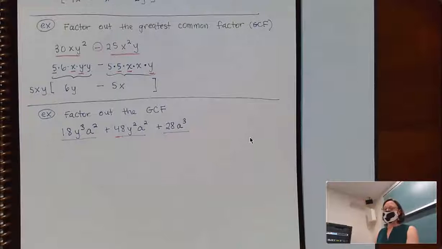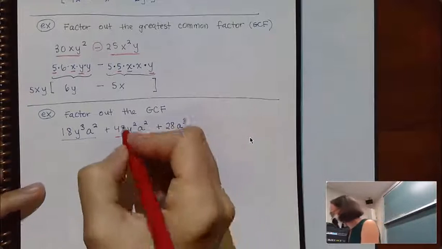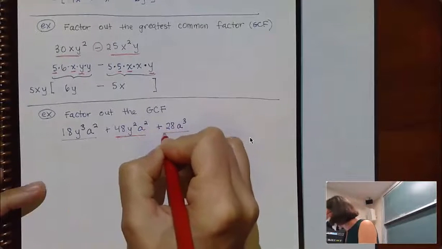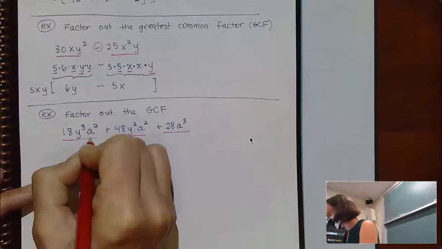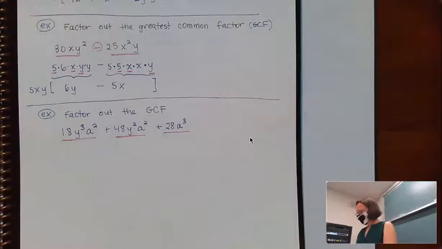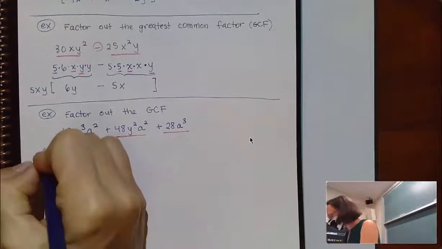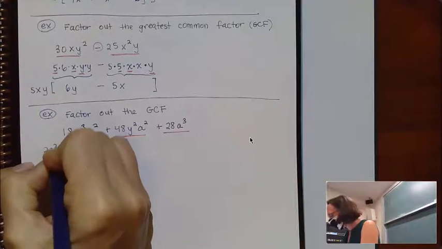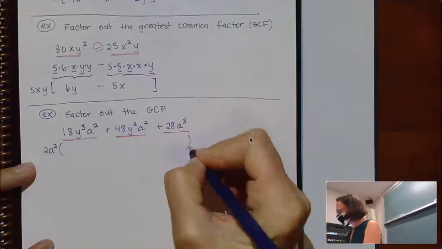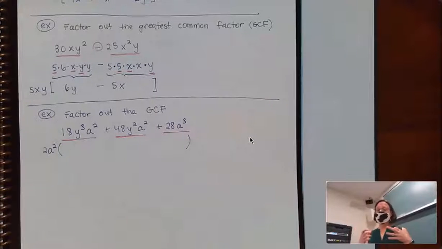Because 18, 48, and 28 are all divisible by 2. So even if it's not a big number to pull out, I know that I can pull out 2 from each of them. So I'm looking at pulling out a 2a squared. And I'm not going to write out that intermediate step, but I'll give everybody like 30 seconds to finish it off in case you weren't sure about the greatest common factor.